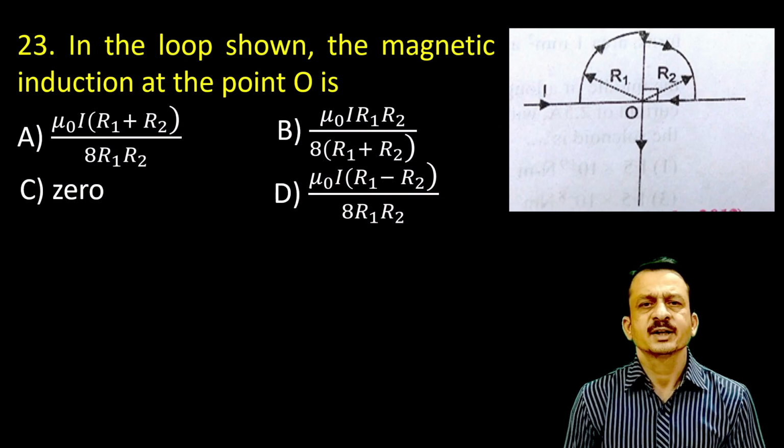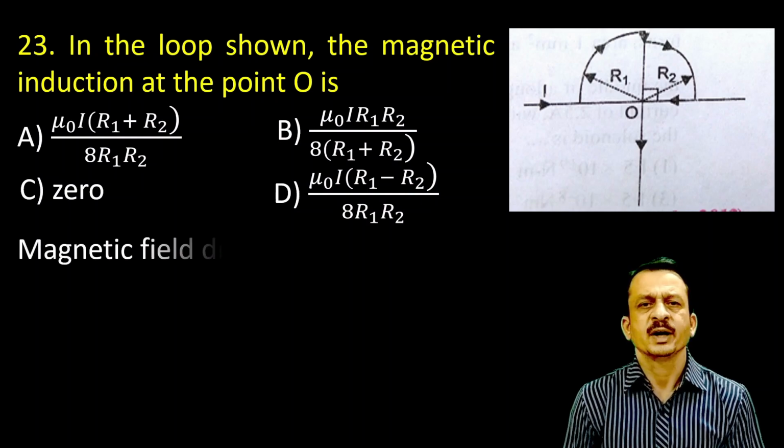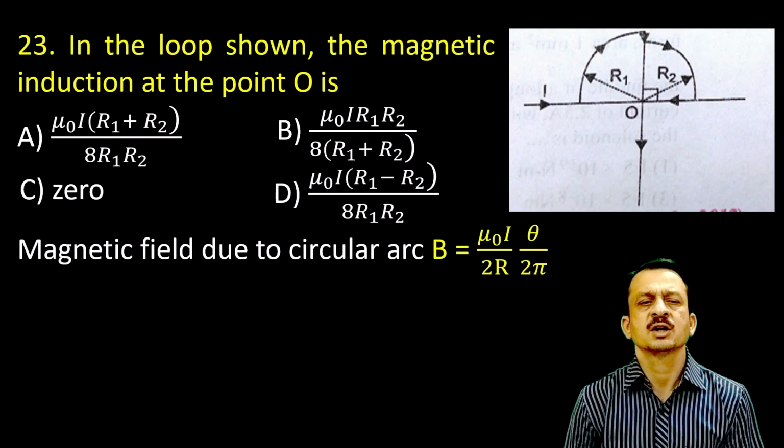Now we know that in the case of a circular coil, the magnetic field at its center is given by B is equal to mu naught I divided by 2R. This is for one complete circular coil. Now if you take only a portion of the circular coil or an arc, then that formula becomes B is equal to mu naught I divided by 2R multiplied by theta, angle of the arc, divided by 2 pi. Now that is the formula. Magnetic field due to the circular arc, theta, B is equal to mu naught I divided by 2R into theta by 2 pi.